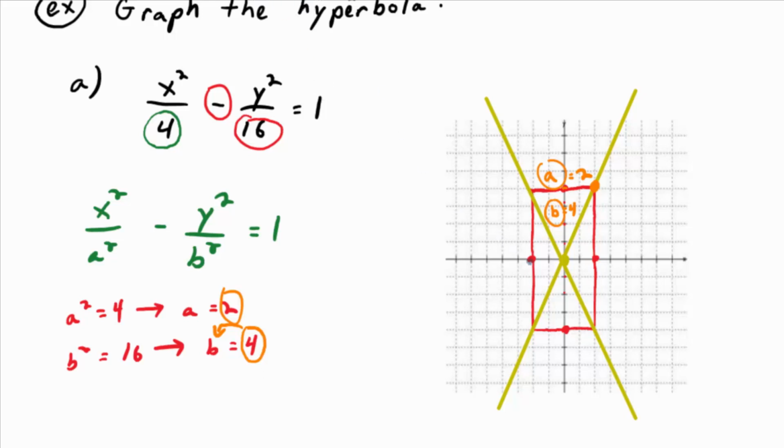These 2 points, here and here, are called the vertices, plural of vertex, of the 2 branches of the hyperbola. Now, because the x squared term comes first, we know it opens left and right. We know that there's a branch that opens left. We know that there's a branch that opens right. And we know that it's going to follow these asymptotes.